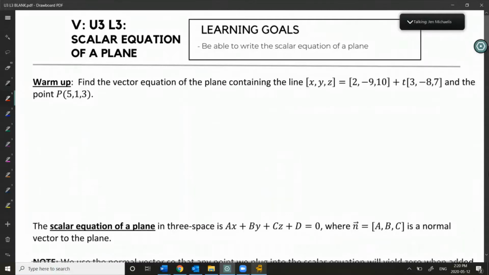Hey guys, today we're going to take our previous knowledge about equations of planes and extend those so that we can find the scalar equation of a plane. So firstly, we're going to try this warm-up. I want you to see if you can find the vector equation of the plane containing the line with this equation and the point (5, 1, 3).